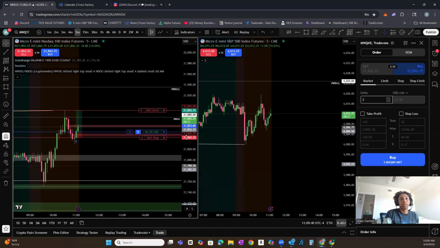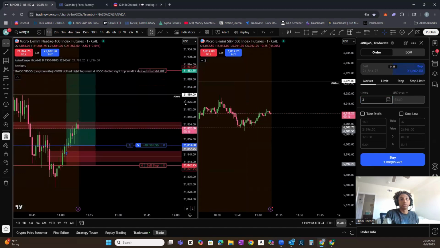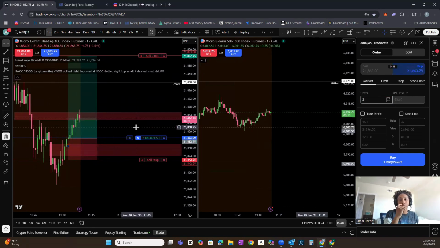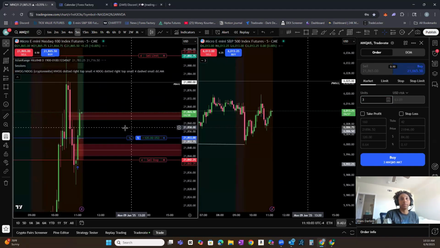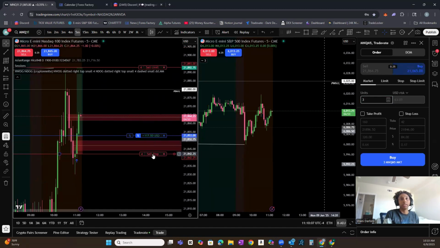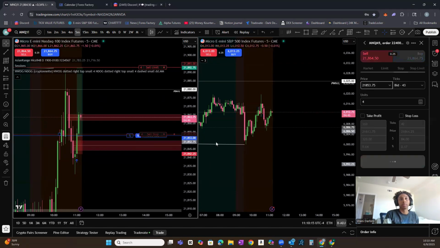5 contracts. What do we do? We inverse this fair value gap, which is mainly why I took it. Didn't quite inverse it. We're kind of respecting it. I'm gonna just go break even.